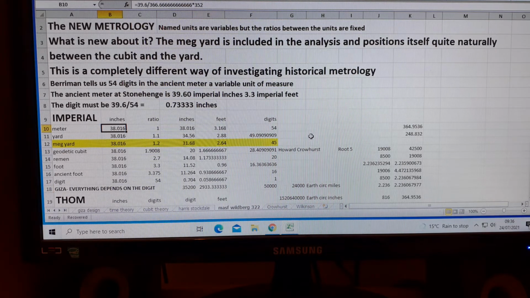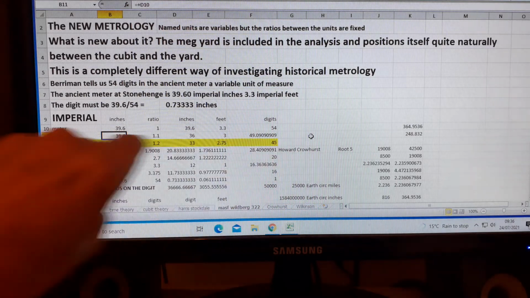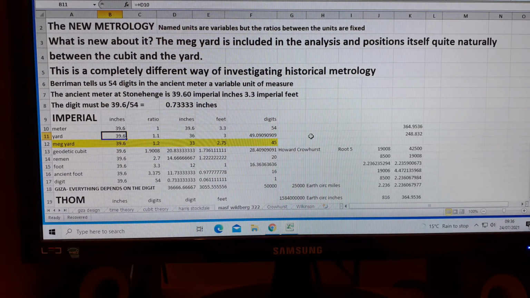So let's go back to 39.6. And now we're going to look at the megalithic yard, which is this line in yellow. Now the reason why the megalithic yard is so important in the Giza design is because it was discovered there by Hugh Franklin. He worked out that there are exactly 1111.111 recurring megalithic yards in the Giza base, always.